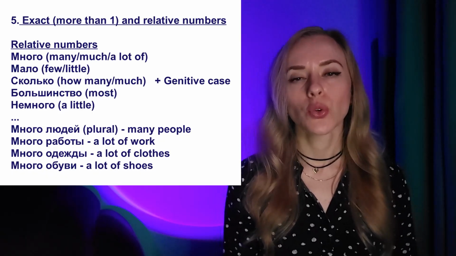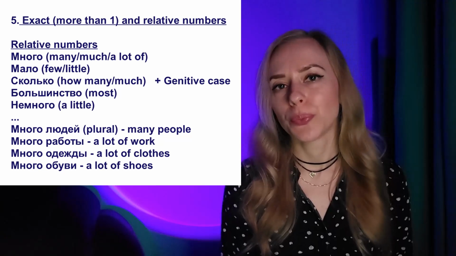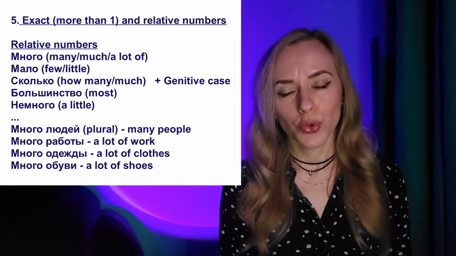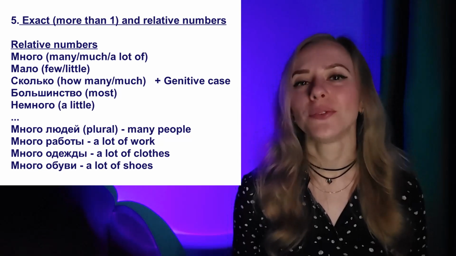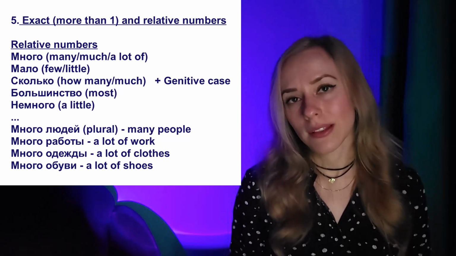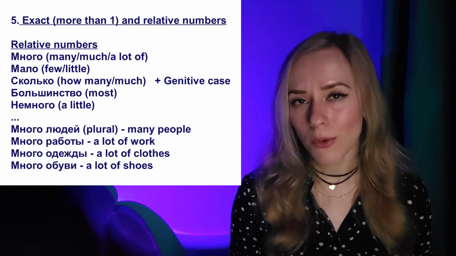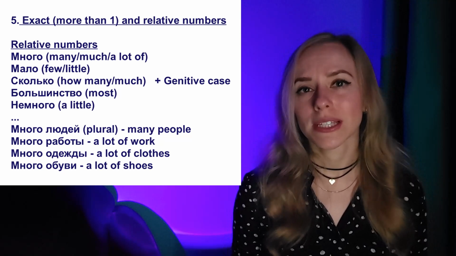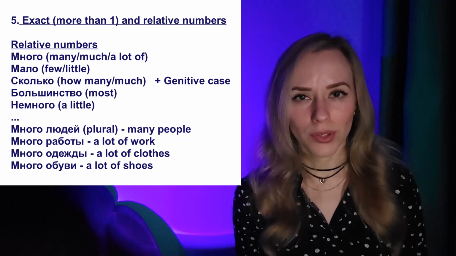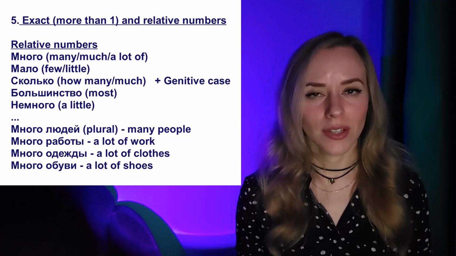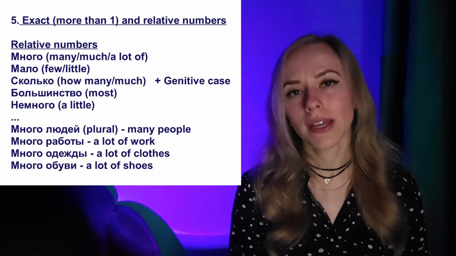And the genitive case we also use with the words много, мало, сколько, большинство, немного. After these, we also use the genitive case. Most of the words have a plural form. For example, много людей. But about the plural, we will speak a little later. Now we will see only examples with the singular form. And we have some nouns that have only singular form. For example, работа, одежда, обувь. And if you want to say a lot of work, много работы, много одежды, много обуви. We should use the ending for the singular form of the genitive case.